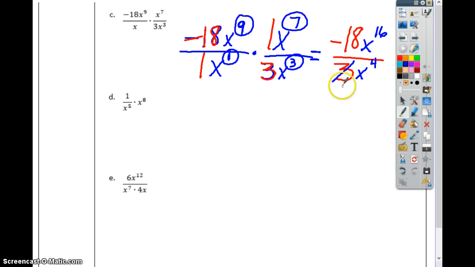3 goes into 3 once. 3 goes into negative 18, negative 6. So we know we have a negative 6 and a 1 left. Now let's do the variables.